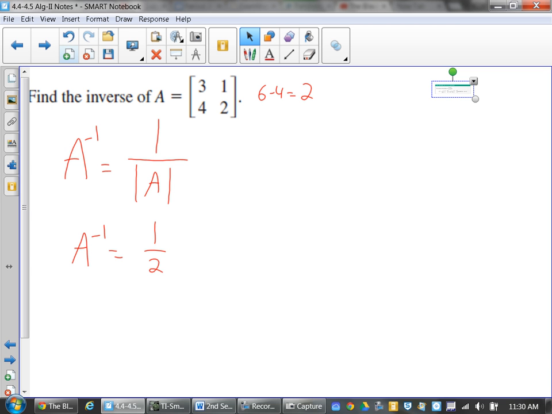Now I have to multiply it by something. It's a scalar multiple we're going to use here. Whatever you do in this matrix, we're going to exchange the chutes and change the signs of the ladders. Exchange the chutes: 3 and 2 flip. Change the signs of the ladders: -4, -1. Why are we doing this? Because that's how you find an inverse.